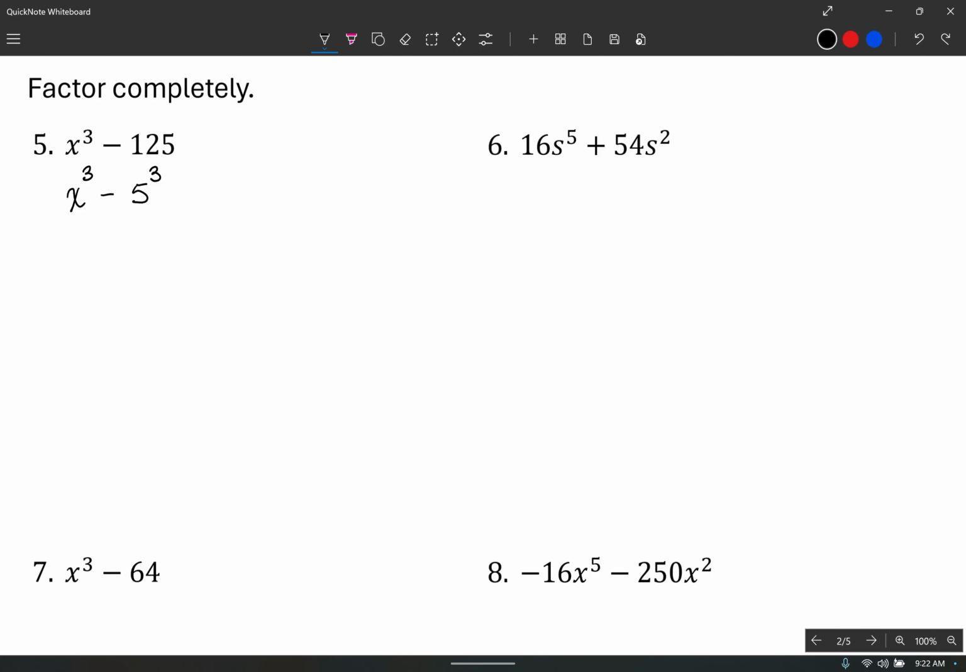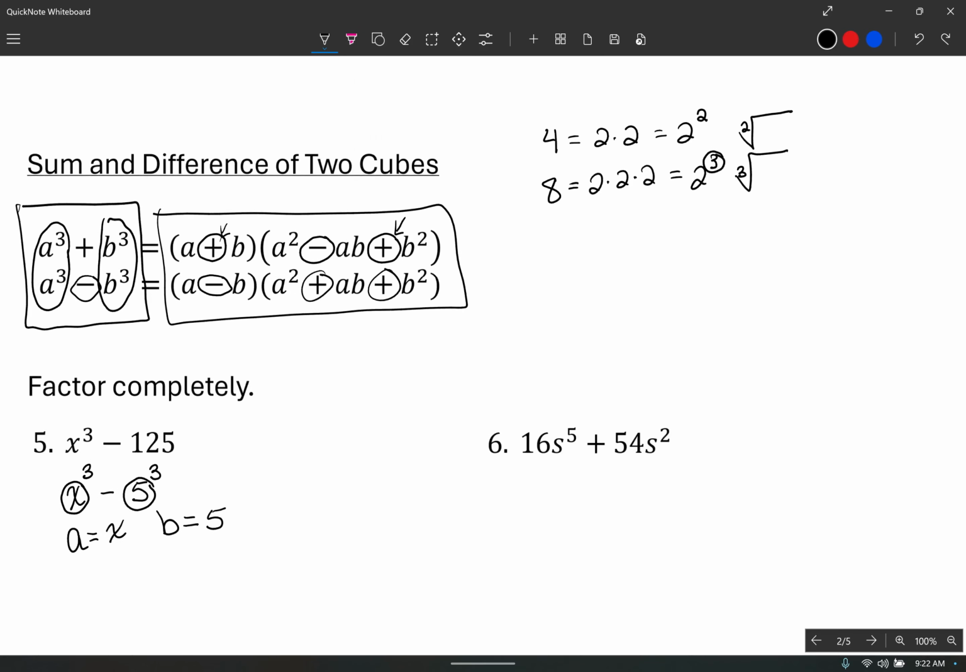All right, so I know that in the front, a is represented by the number that is being cubed. So what's being cubed is the x value. And then the number in the back that's being cubed is 5. So a is x and b is 5. And I am just going to plug into the difference formula.